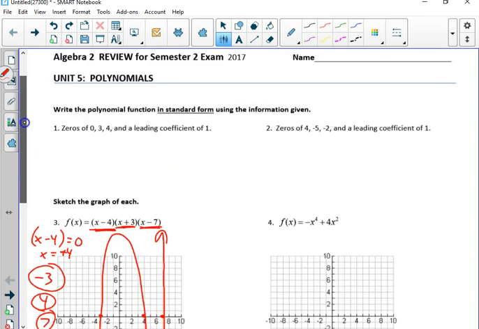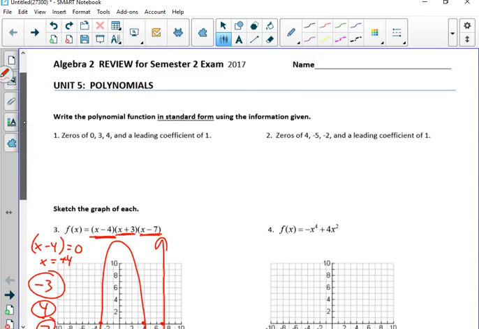So number 1 is just going the opposite direction. If we have x-intercepts at x equals 0, x equals 3, and x equals 4, well, we basically want to get this 3 over here. How would we do that? That would be x minus 3, x minus 4, and technically x minus 0, but we just put an x.